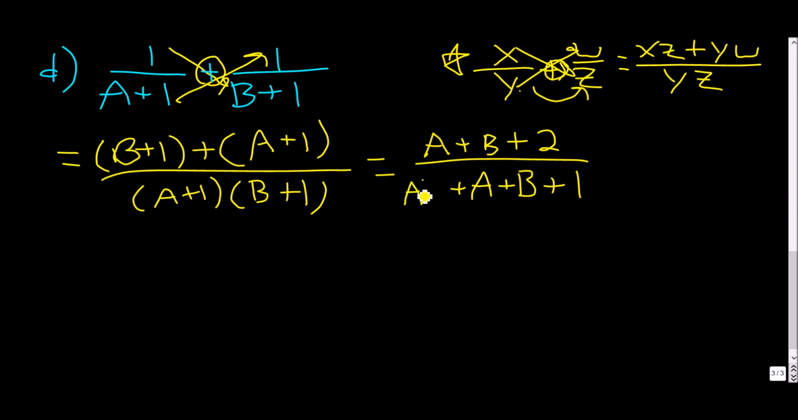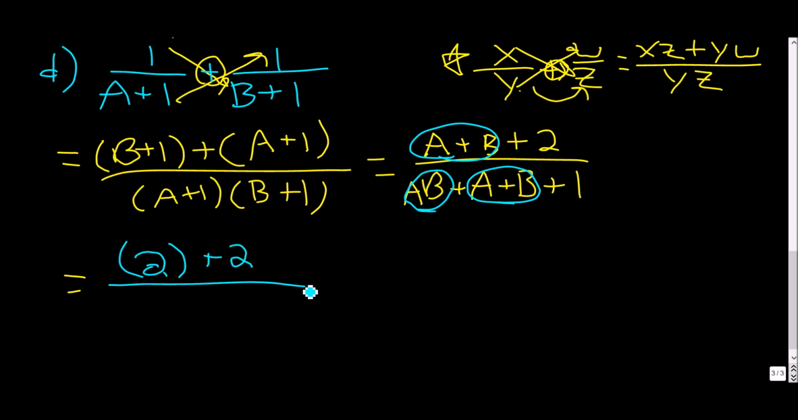Again, we know what alpha plus beta is, and we know what alpha times beta is. So we can go ahead and replace those and find our final answer. At the beginning, alpha plus beta was 2, so we do 2 plus 2, divided by alpha times beta, which was 3/5, plus alpha plus beta, which is 2, and we finally have a plus 1 at the end. Now we have a number that we can evaluate.